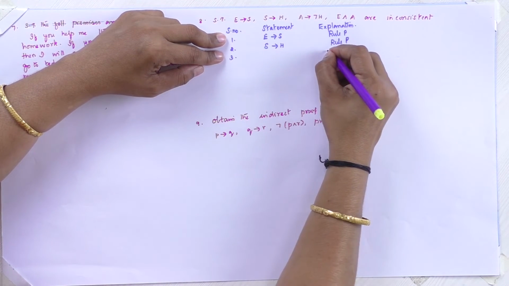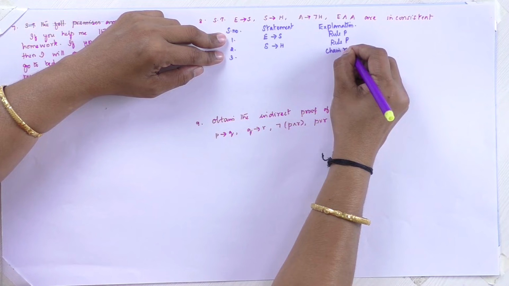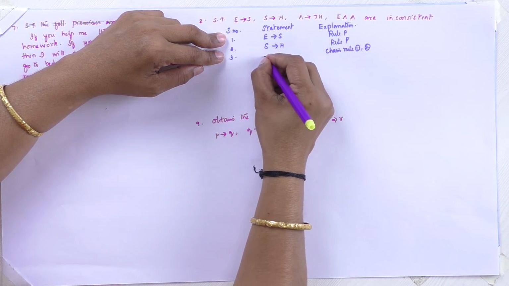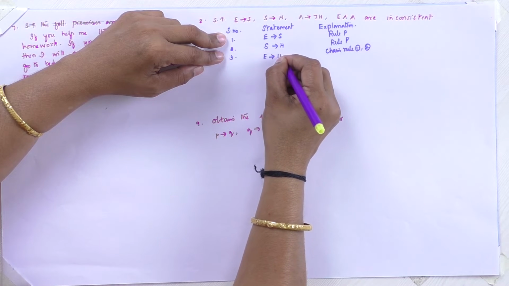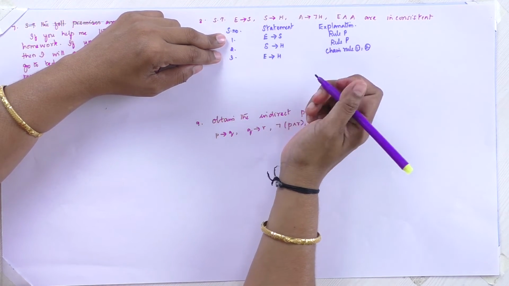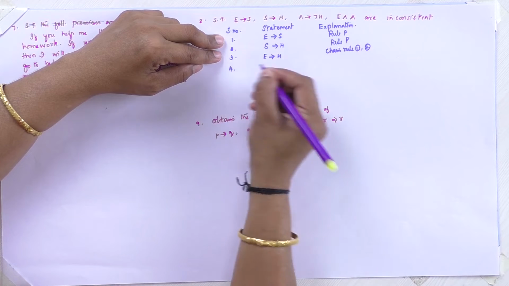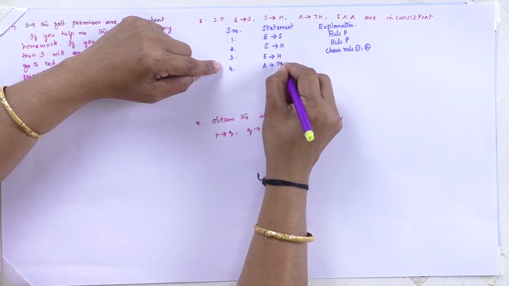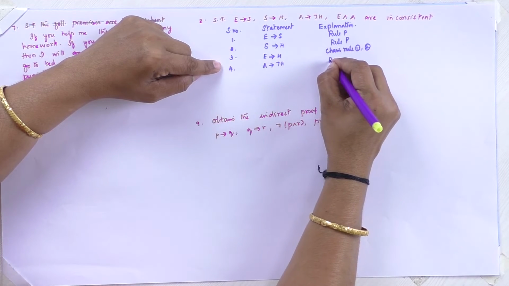So it is chain rule. So we'll apply chain rule on 1 and 2. If I apply chain rule on 1 and 2, we get E conditional H. And then now look at this, I have got A conditional negation H. So that is rule P.